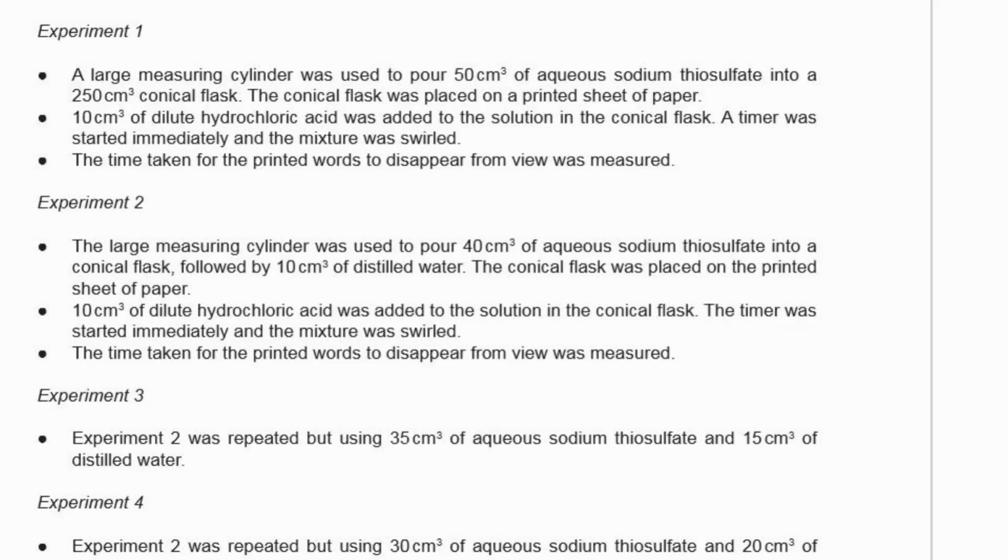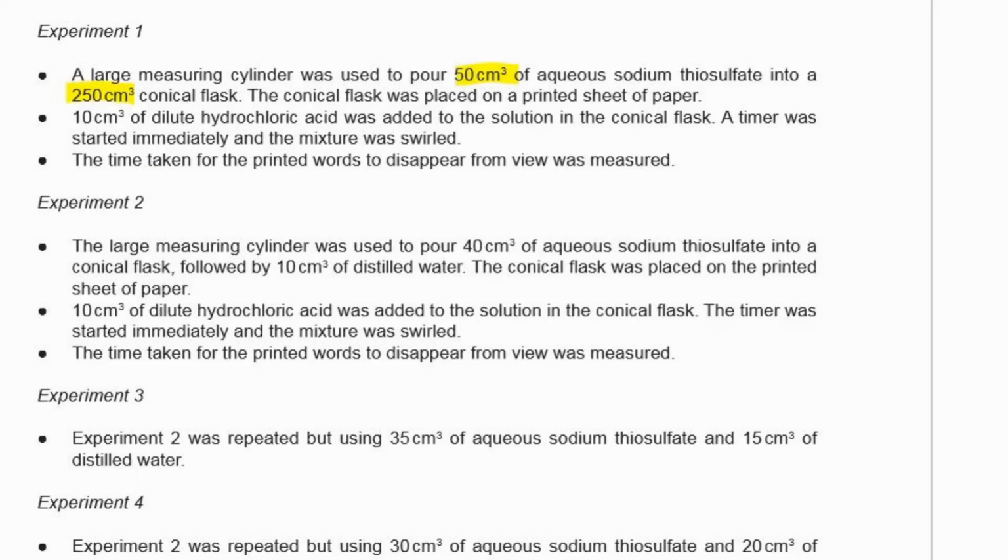Okay, so this is a long description, so it's good to highlight as you go along. Experiment 1, a large measuring cylinder was used to pour 50 centimeters cubed of aqueous sodium thiosulfate into a 250 centimeter cubed conical flask. The conical flask was placed on a printed sheet of paper, and then 10 centimeters cubed of dilute hydrochloric acid was added to the solution in the conical flask. A timer was started immediately and the mixture was swirled. The time taken for the printed words to disappear from view was measured.